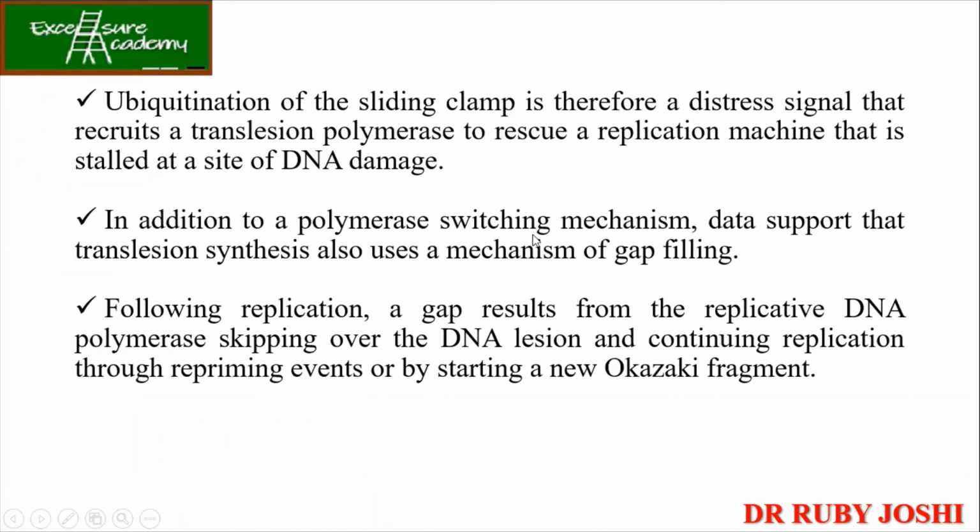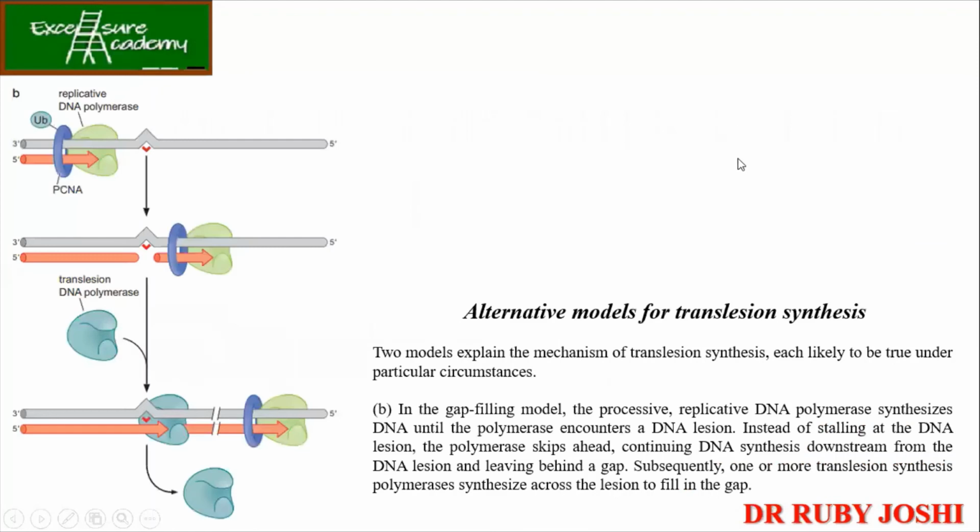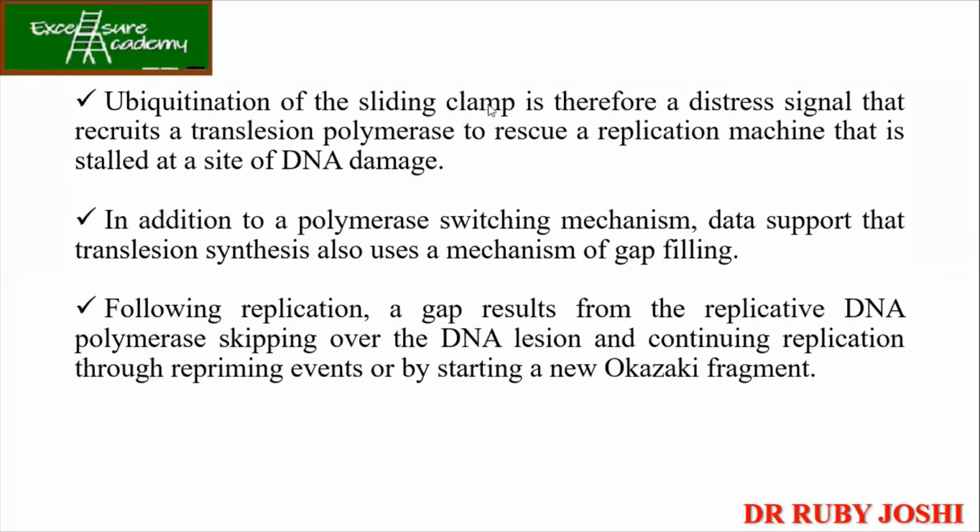Okay, this and all is not required. One second, guys. So in addition to the polymerase switching mechanism, there are certain data which also say that translesion synthesis uses a mechanism of gap filling. So what does it mean?